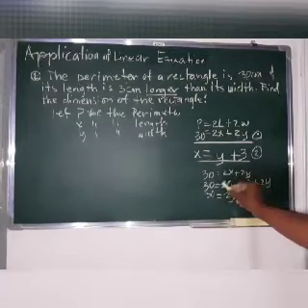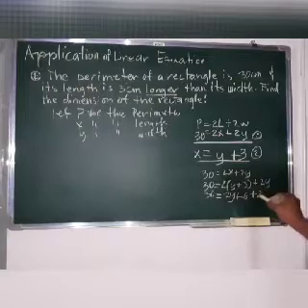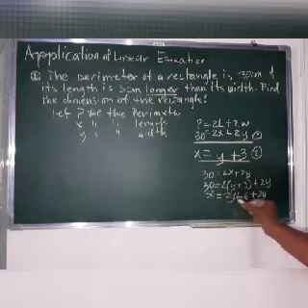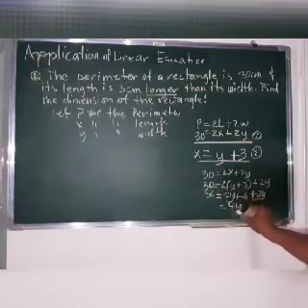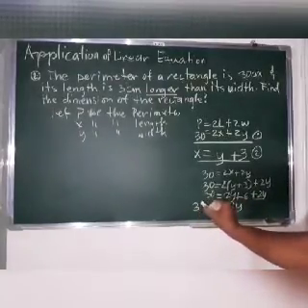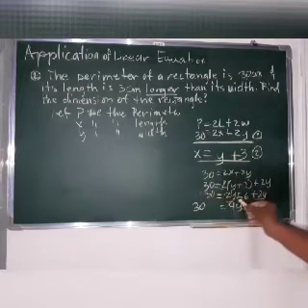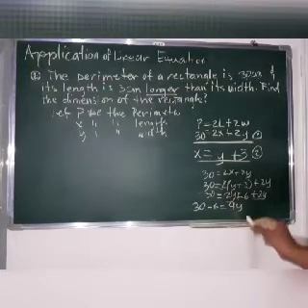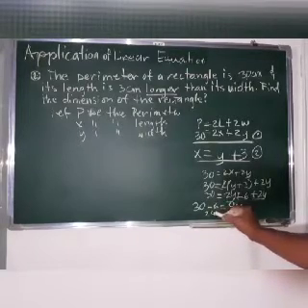Next, positive times positive is positive. 2 times 3 is equal to 6. And then copy 2y. Next, combine like terms. So 2y plus 2y, we have 4y. Then copy 30. And then we transpose positive 6 over the equal sign, so we have negative 6.